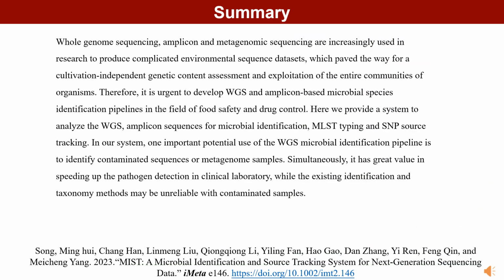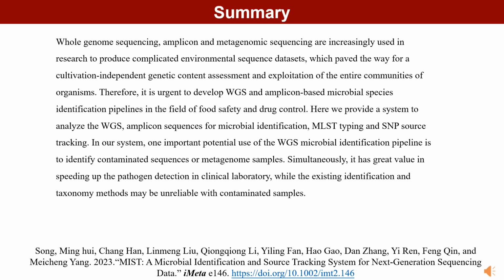Whole genome sequencing, amplicon, and metagenomic sequencing are increasingly used in research to produce complicated environmental sequencing datasets, which paved the way for cultivation-independent genetic content assessment and exploitation of the entire communities of organisms. Therefore, it is urgent to develop WGS and amplicon-based microbial species identification pipelines in the field of food safety and drug control.